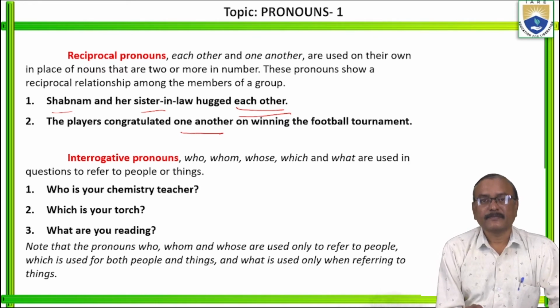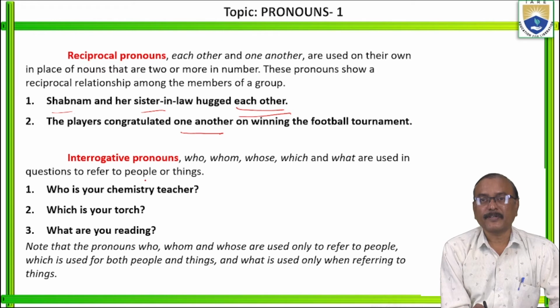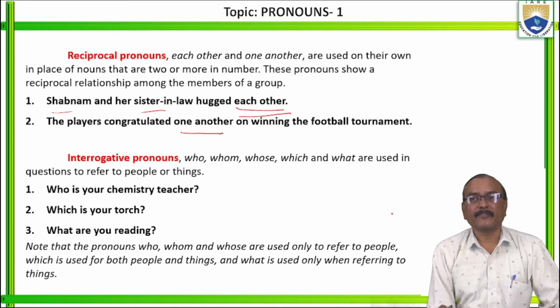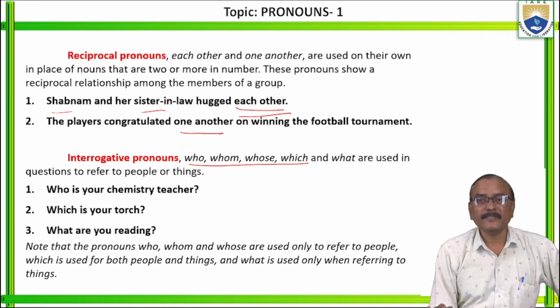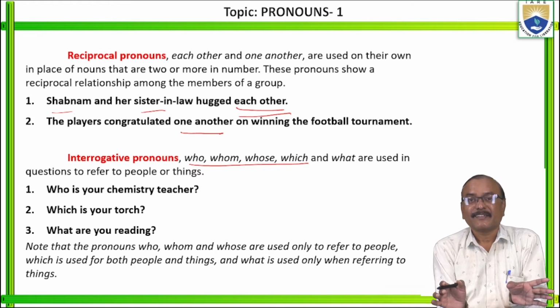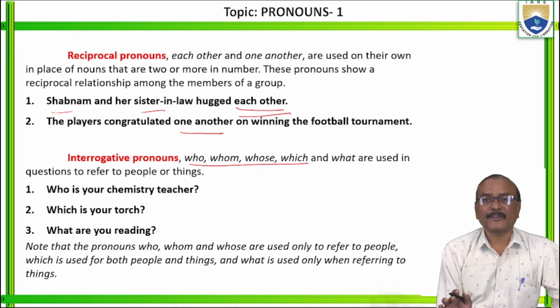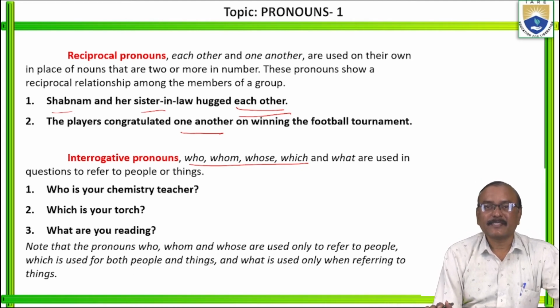Interrogative pronouns. In the interrogative pronouns, who, whom, whose, which, and what are used in questions to refer to people or things. Is it clear? These are called interrogative pronouns when they are used in questions only. When they are used to join two sentences, they are called relative pronouns. You should know the difference between interrogative pronouns and relative pronouns. Is it clear?